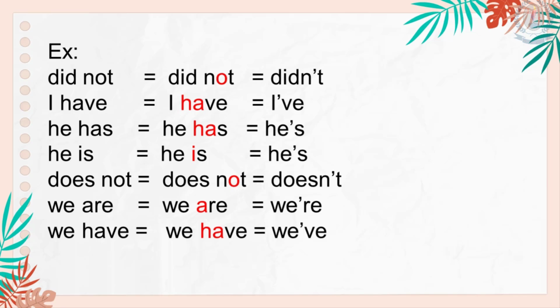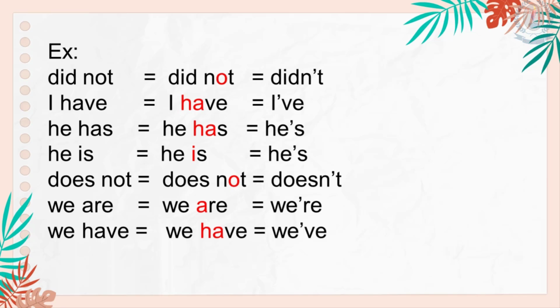I have. Here, second word is have. Here, I have highlighted H and A both. We are going to remove these 2 letters and we should add the apostrophe instead of those 2 letters. See, now we have written this as 1 word. I've. I have becomes I've.